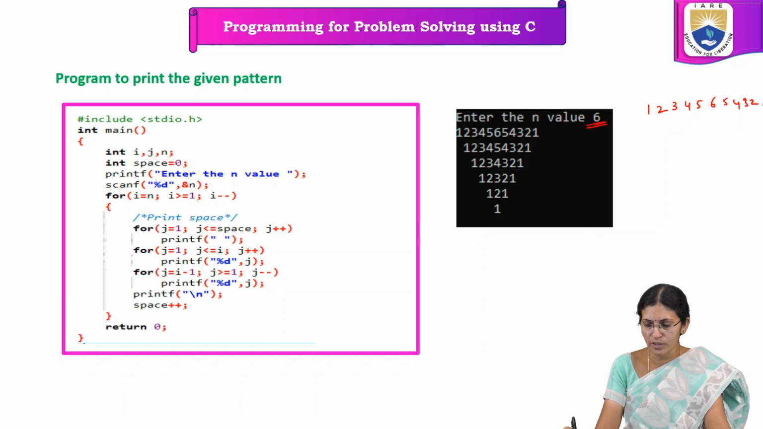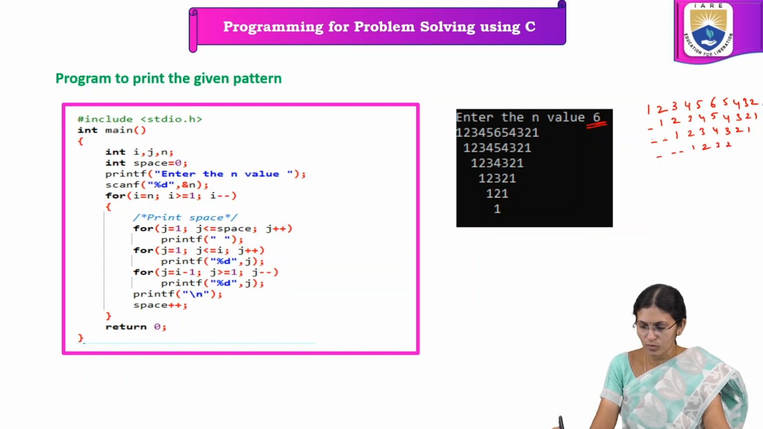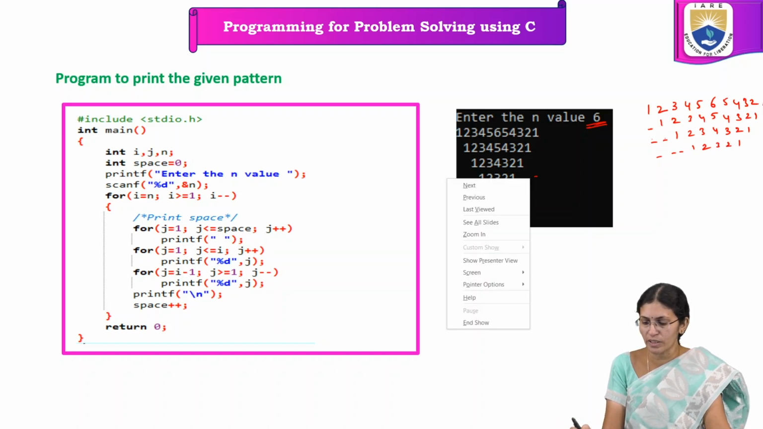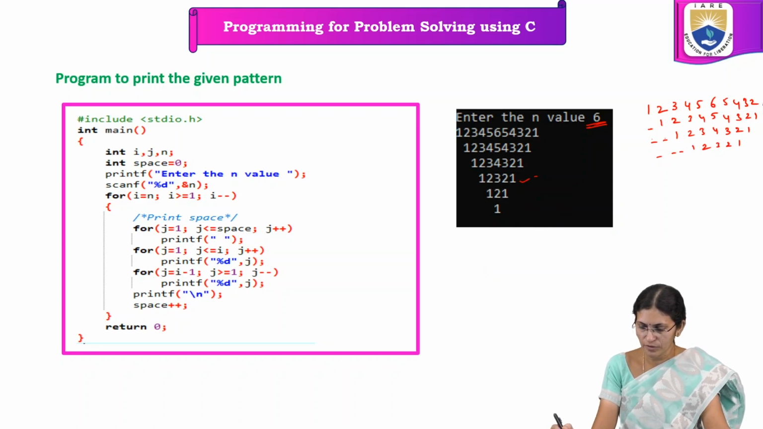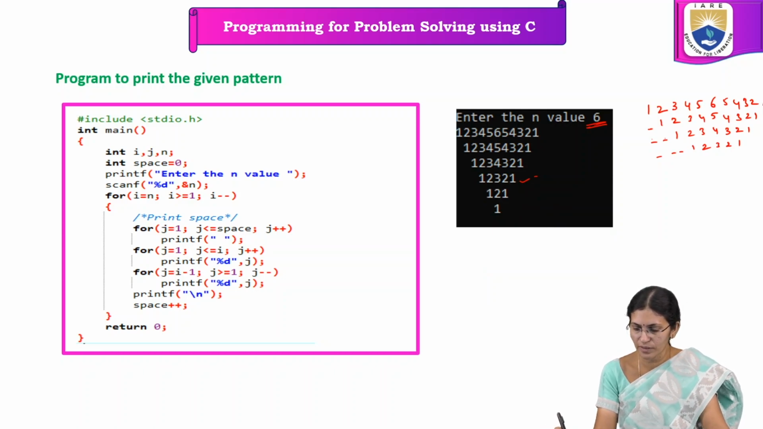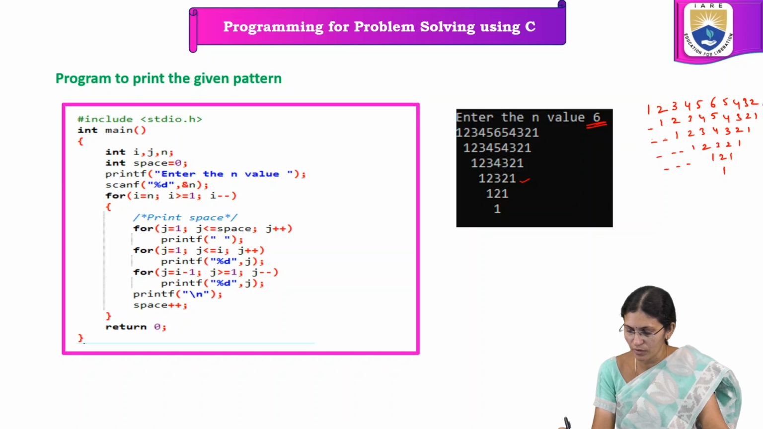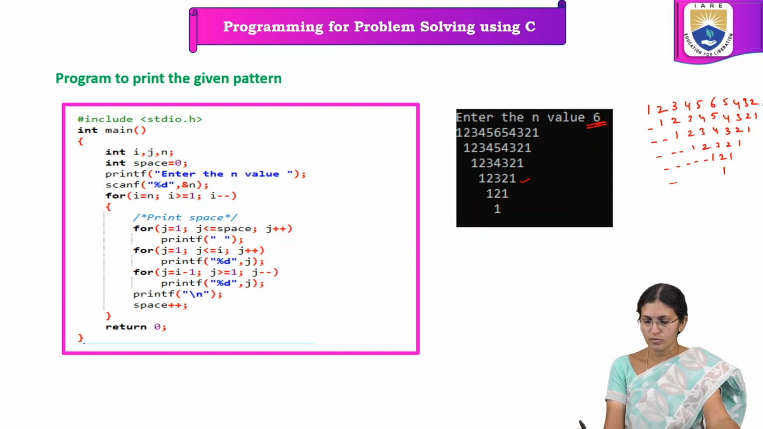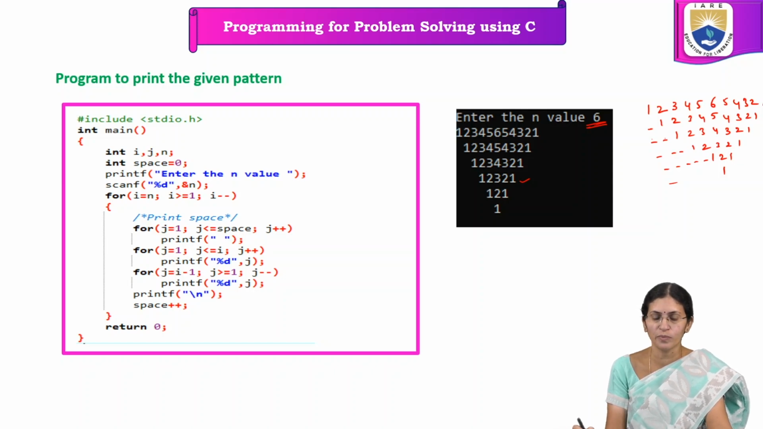Then one space, and after one space, 1, 2, 3, 4, 5, 4, 3, 2, 1. Then two spaces, with one space left, then 1, 2, 3, 4, 3, 2, 1. After that, three spaces, then 1, 2, 3, 2, 1. In this way, you need to print the pattern if n is equal to 6. After that, you need to print 1, 2, 1, and at the last, 1, with 5 spaces before it. This is how we need to print the pattern.